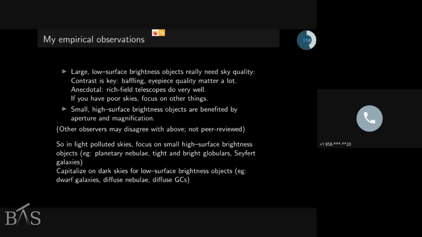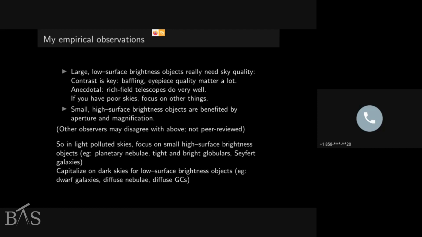This is what I've already said. In light polluted skies, focus on high surface brightness objects and capitalize on dark skies for low surface brightness objects. What are examples of high surface brightness objects? They are like planetary nebulae. Not all of them. Most of the NGC planetary nebulae tend to be tight and bright.